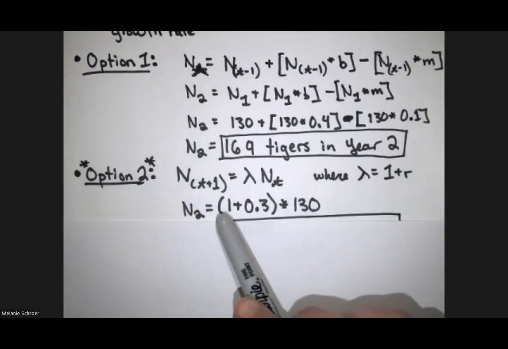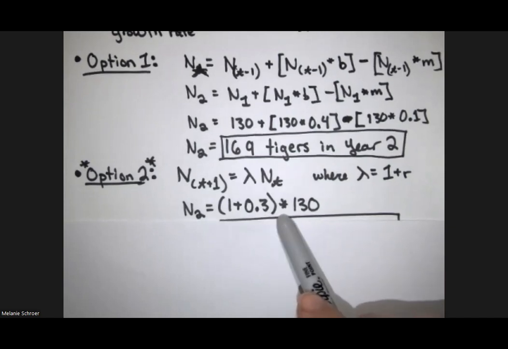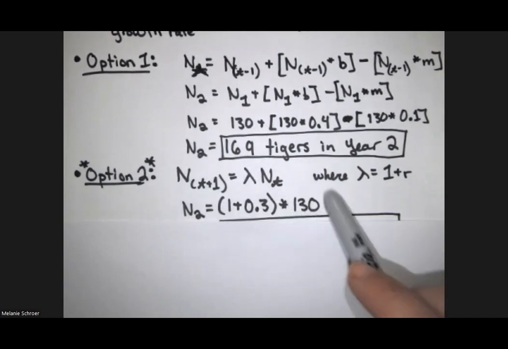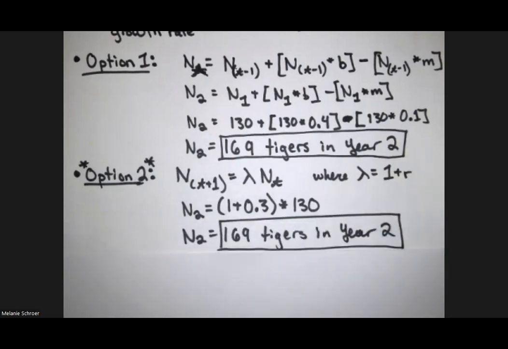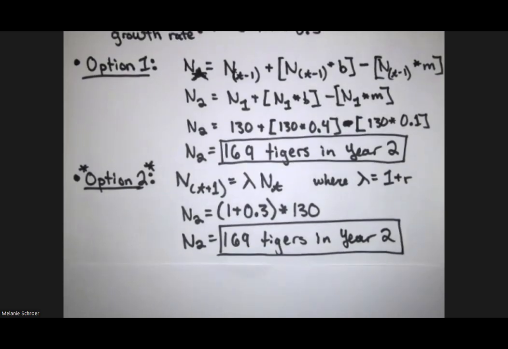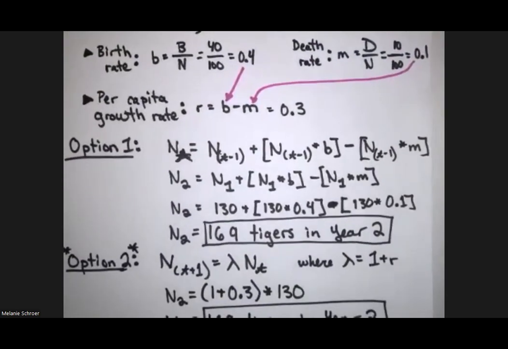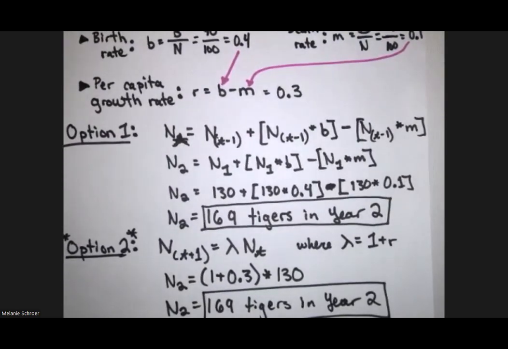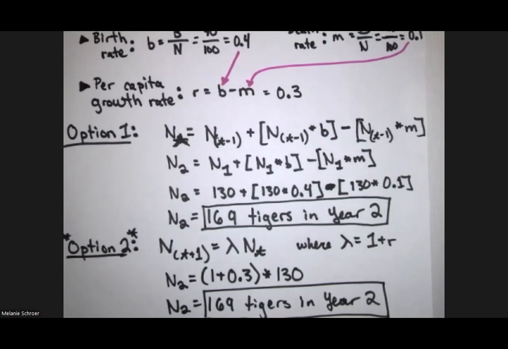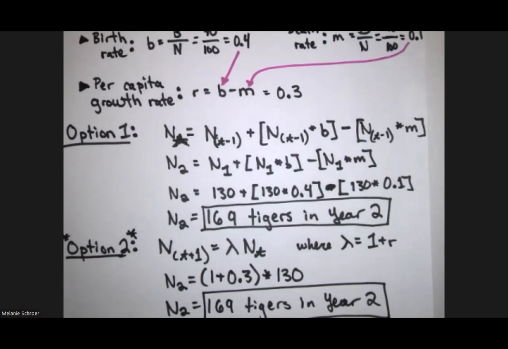So for us, 1 plus 0.3 times 130. This is the population in year 1. Multiply together, and we get the same answer, 169 tigers in year 2. So again, this is just 2 different ways of calculating the possible population in the next year. For both of these, you have to calculate every single year. So if you wanted population in year 3, you would need this number. If you wanted the population in year 4, you would need the number that you calculated for year 3.